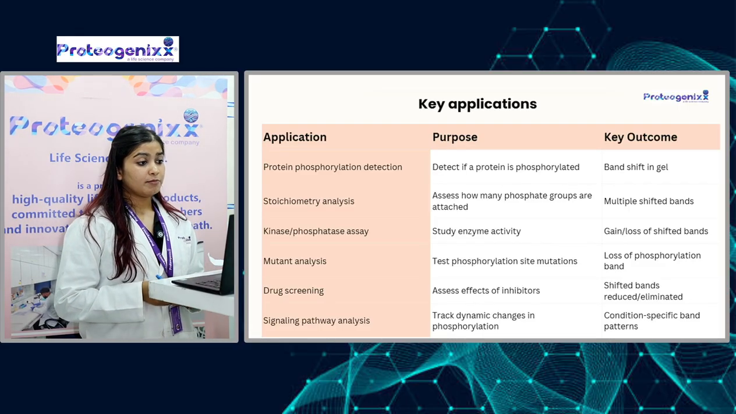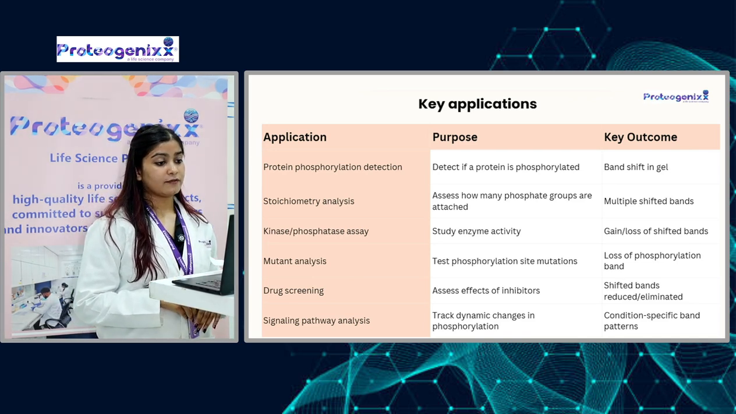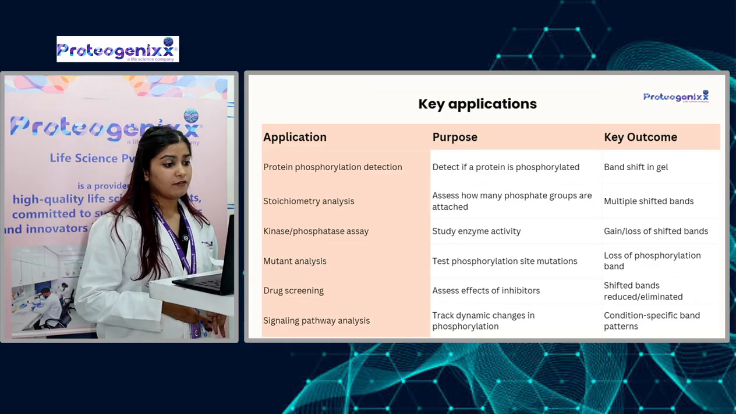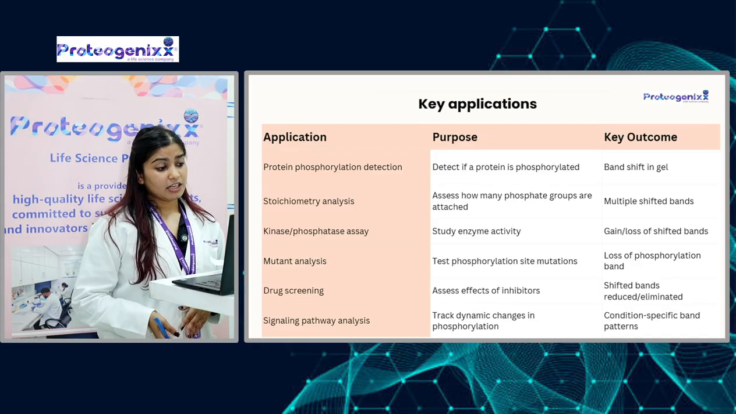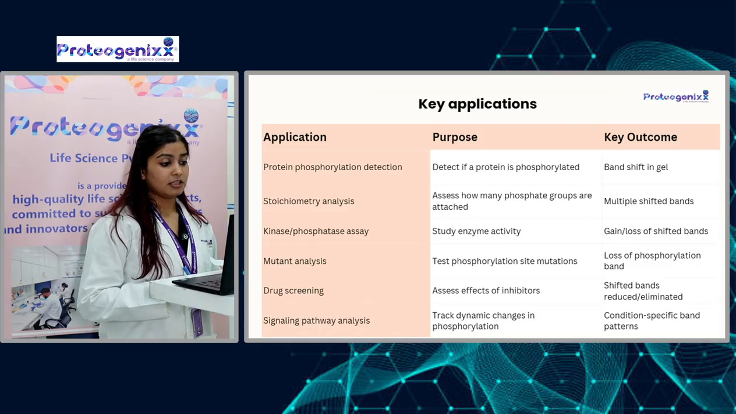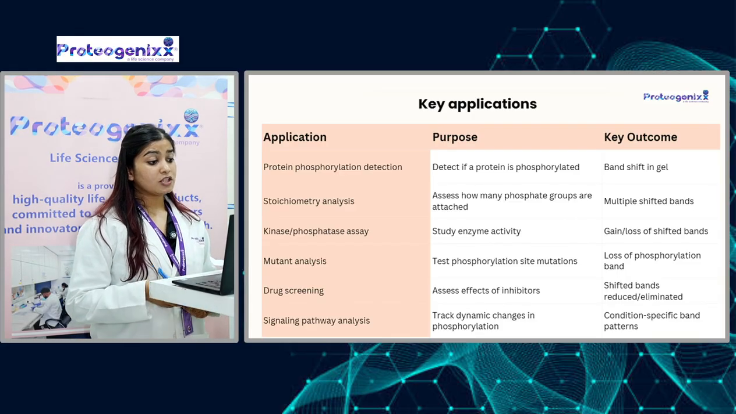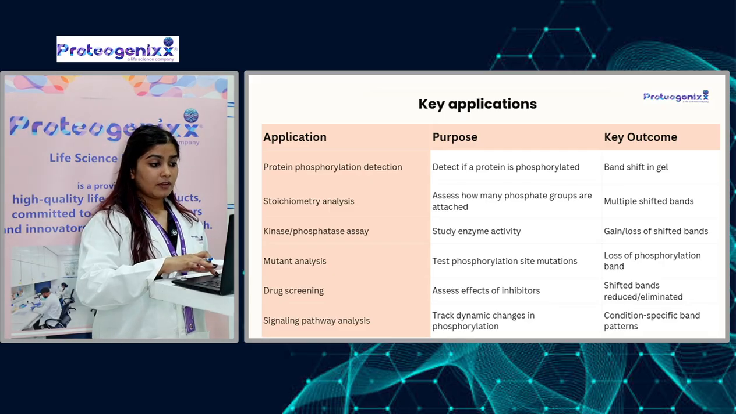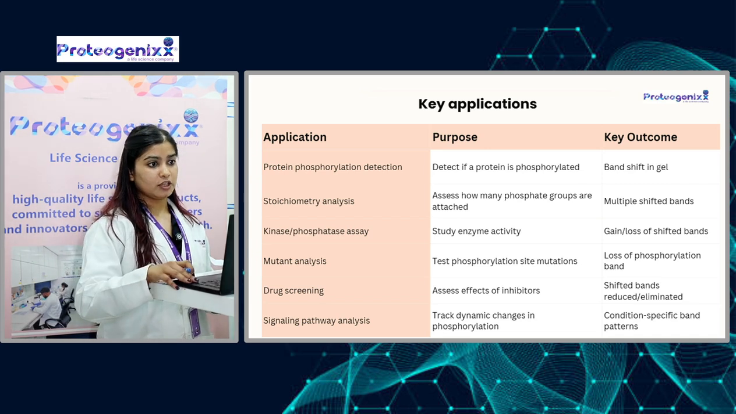I have already told you that it can distinguish your non-phosphorylated proteins from phosphorylated proteins, but it is also used in assessment of kinase and phosphatase activity. Another application is that it can be used for detection of site-directed mutations or other pharmacological events. It is also used in drug screening to assess the effects of inhibitors, and in cell signaling pathways to track dynamic changes in the phosphorylation levels.